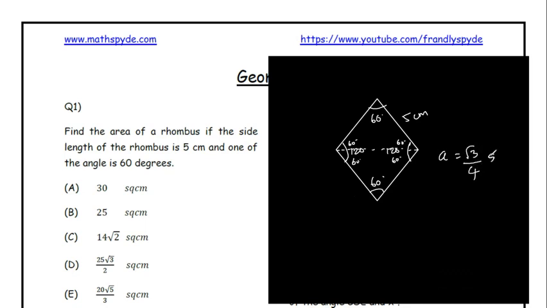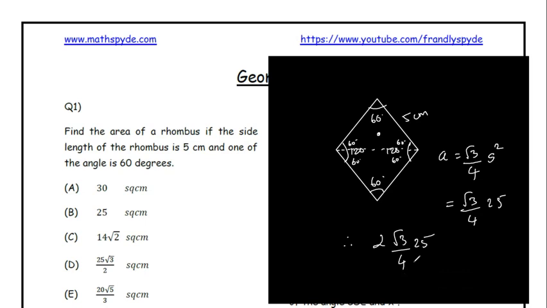So now we have two equilateral triangles, and we know that for an equilateral triangle, the area is root 3 by 4 times side squared. So it is root 3 by 4 times 25, and that's the area of one of the triangles. There are two of them. Therefore, the answer is twice root 3 by 4 times 25. Many ways to work this out.